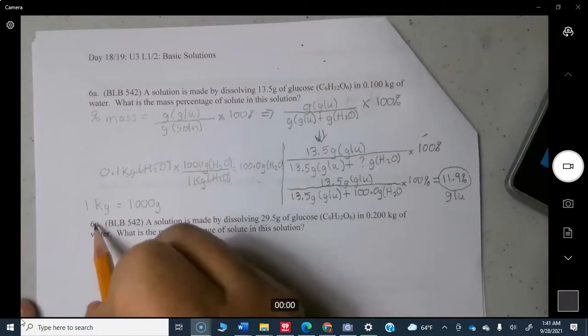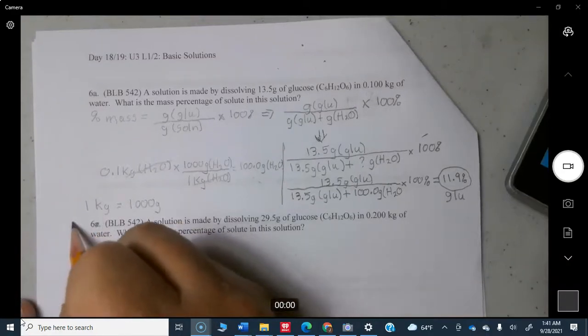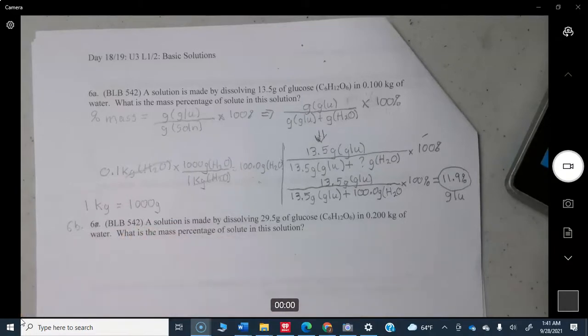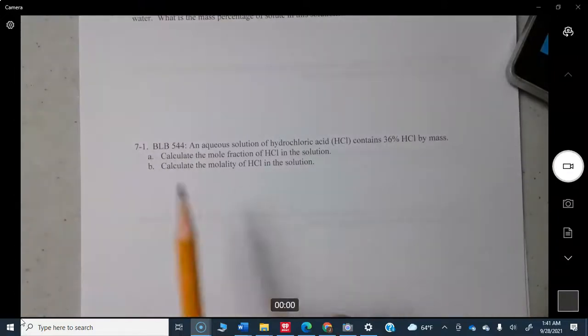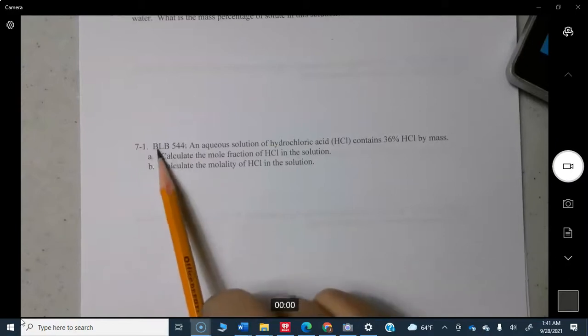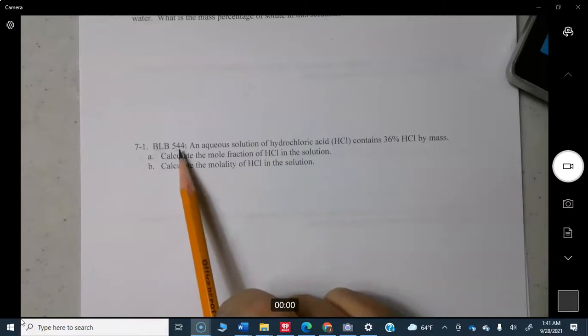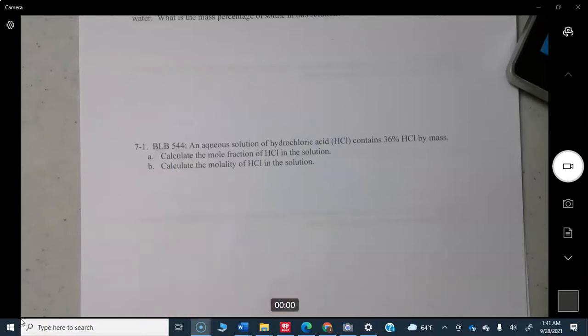Okay, this should be 6B, so this is one for you to do right there. All right, and we're going to go on to some other problems, another problem set that is not an A-B set. It has some multi-part problems here. BLB, by the way, is your textbook. So let me be clear what we're doing here. We're doing problems from page 544 of a college textbook.